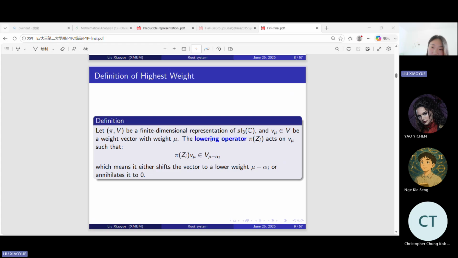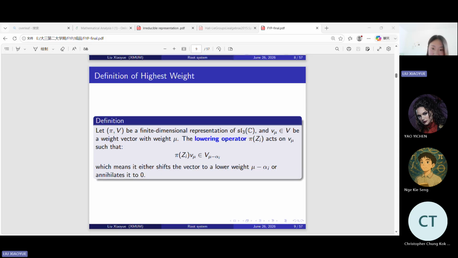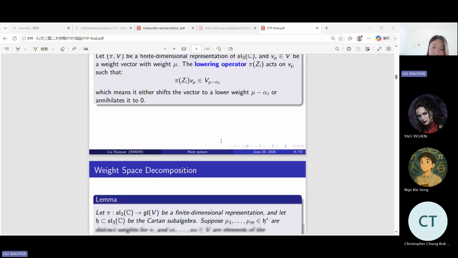Then we can define the lowering operator pi z. If it acts on a weight vector and shifts the vector to a lower vector or annihilates it to 0, then we say Z is a lowering operator.